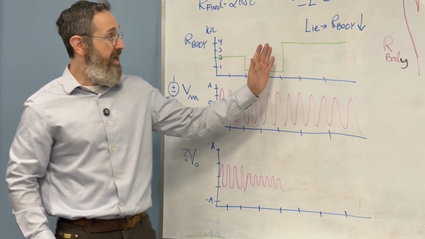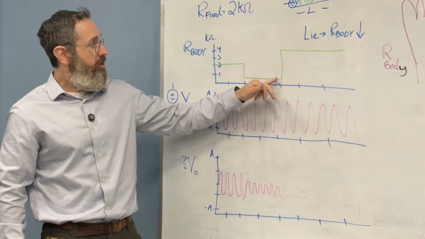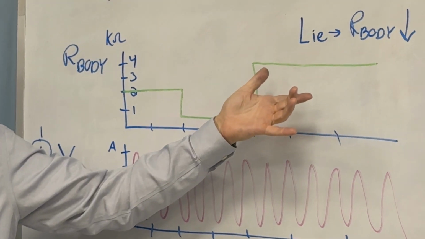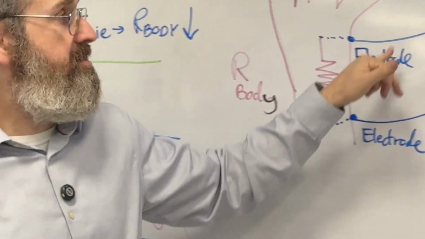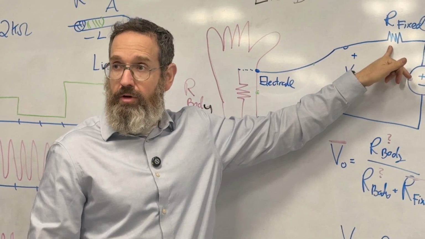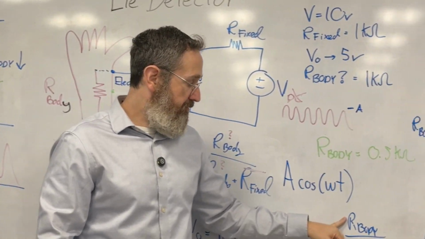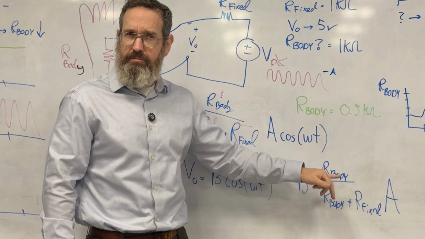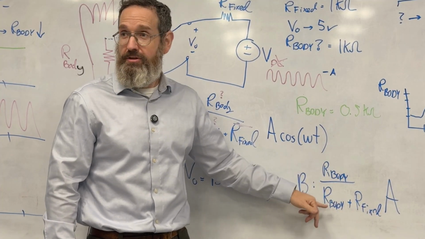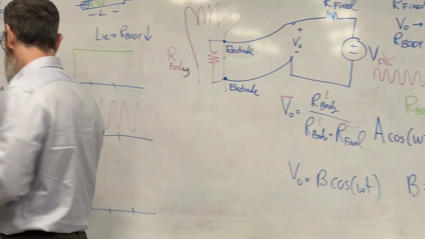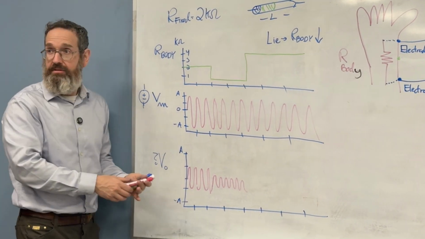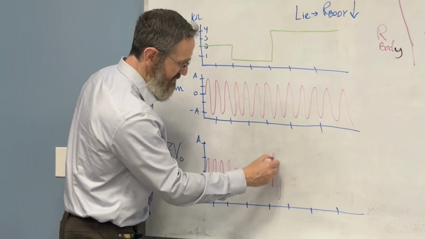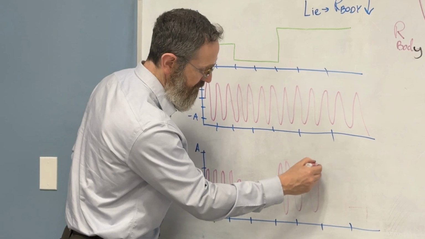Now here, something happened again. Here, her resistance went up to 4. Let's say she's super telling the truth about something. So now I have 4. This is still 2. So now I have 4 over 4 plus 2, 4/6 or 2/3. So that's more than a half. And so from this point on, I'm going to exaggerate it a little bit, but I just want to make it clear, it's bigger.